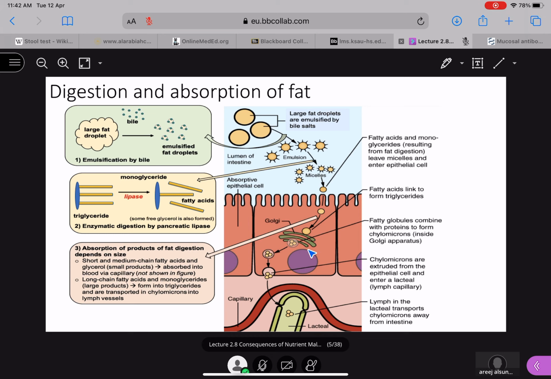In the epithelial cell, it will attach to the Golgi apparatus, and then a very important step: molecules called apoprotein, because remember, now there is no bile acid. So again, the lipid cannot move in the aqueous solution, so it cannot move inside the body. So it needs to attach to something to make it more water soluble. So in the Golgi apparatus, it will attach to a protein called apoprotein.